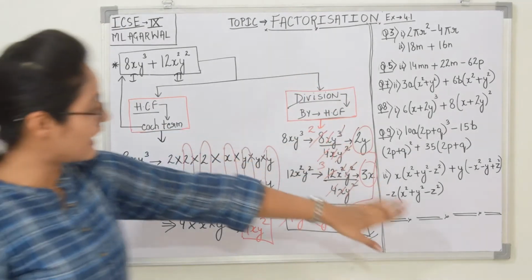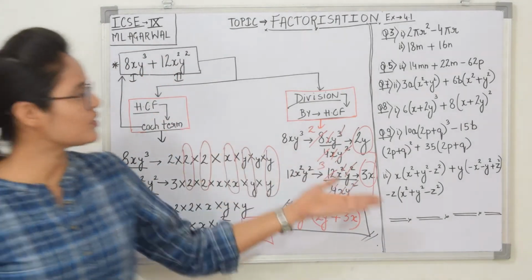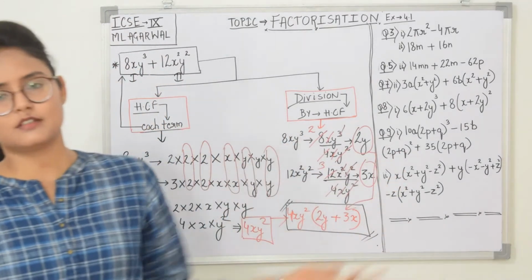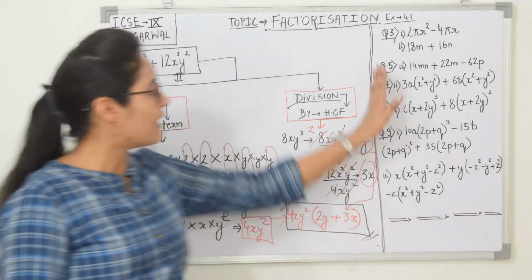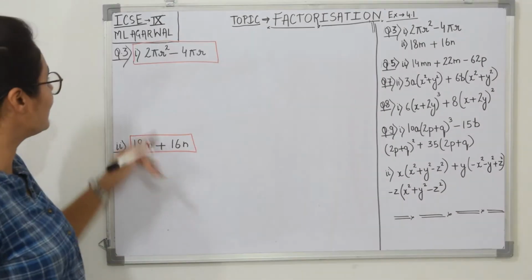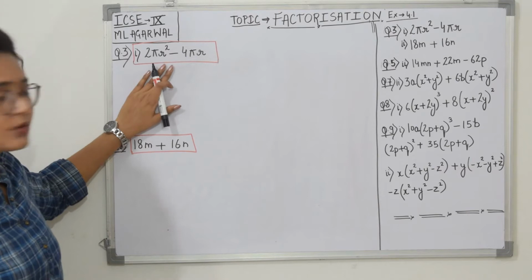Some of the questions within your exercise I have filtered out. In those questions you can face some problems, so I will be discussing them here. Now we are going to continue with question number 3, first part, that is 2 pi r square minus 4 pi r.